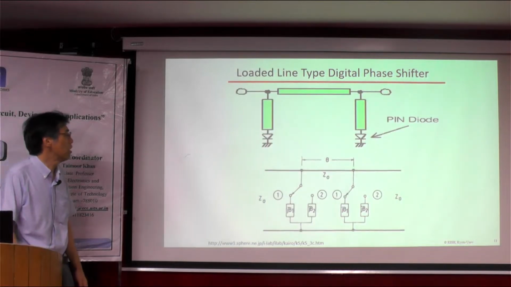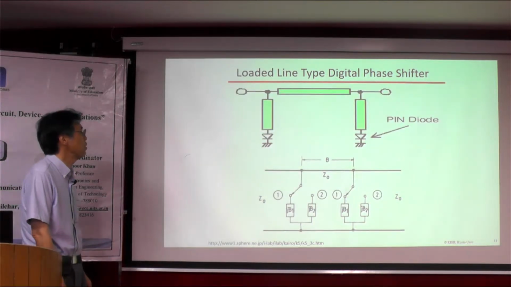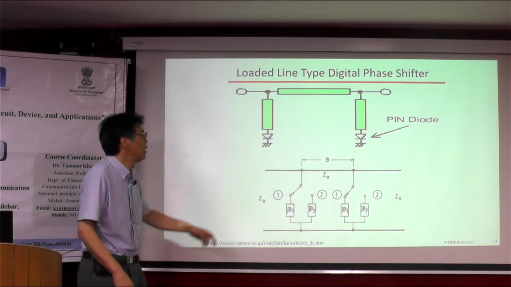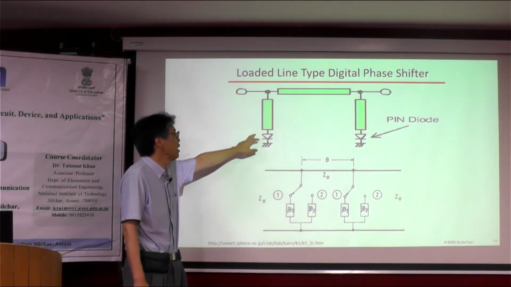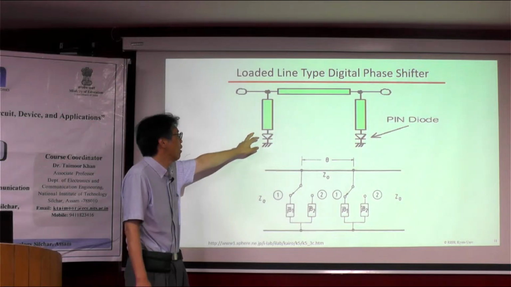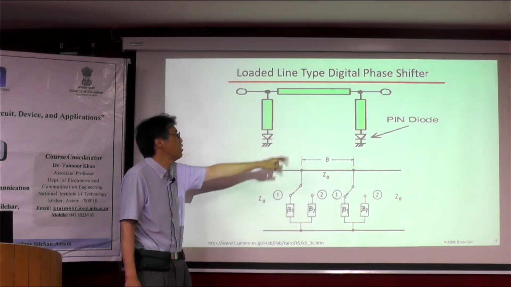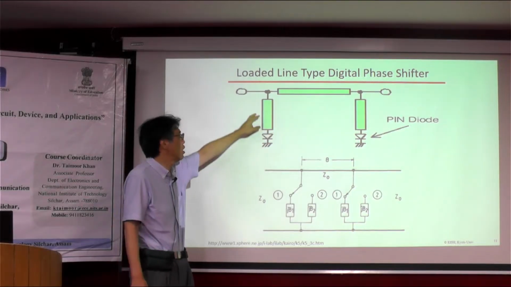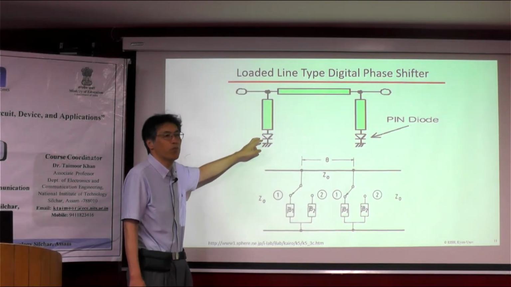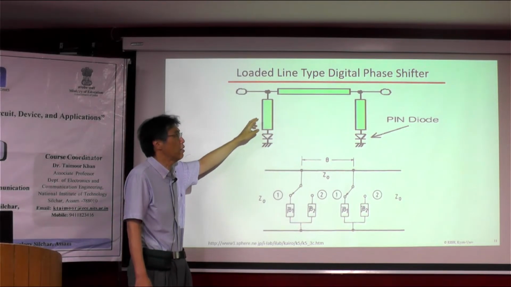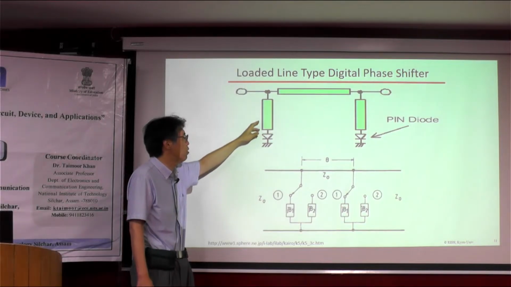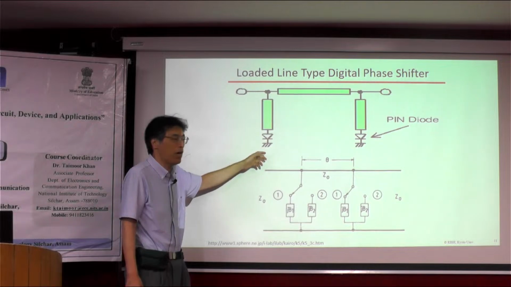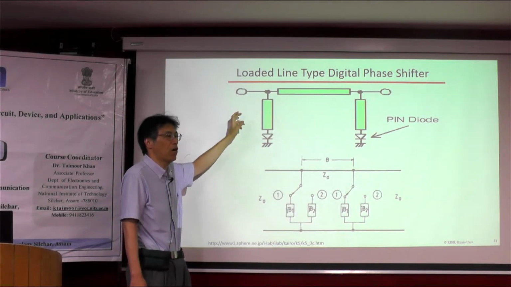So now another type of phase shifter was proposed, which changes the impedance by opening and closing the line with a PIN diode. When the PIN diode is on, this stub becomes an open stub. And if the PIN diode is off, it becomes a short stub.